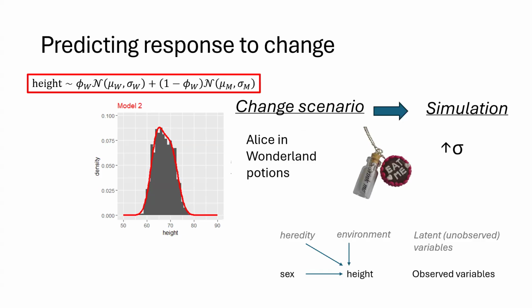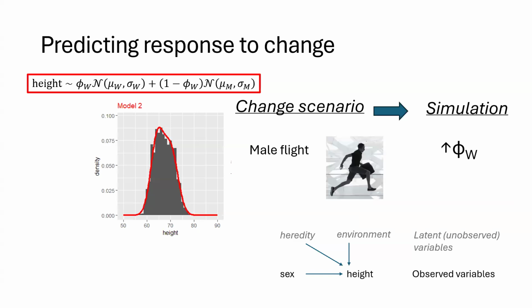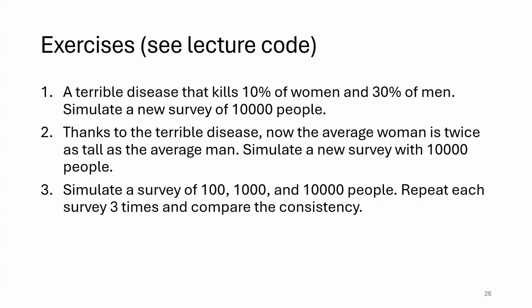Say people randomly eat and drink potions that make them larger or smaller. We could simulate that with an increase in the standard deviation, sigma. Or maybe a lot of men have decided to leave for whatever reason. They got scared. So we could simulate that by increasing the proportion of women in the population, phi W. So these are silly examples, but I just want to use them to get you thinking about models as a generative tool. So I've included some exercises in the lecture code to give you some practice using these R tools and writing code to do basic sampling tasks.